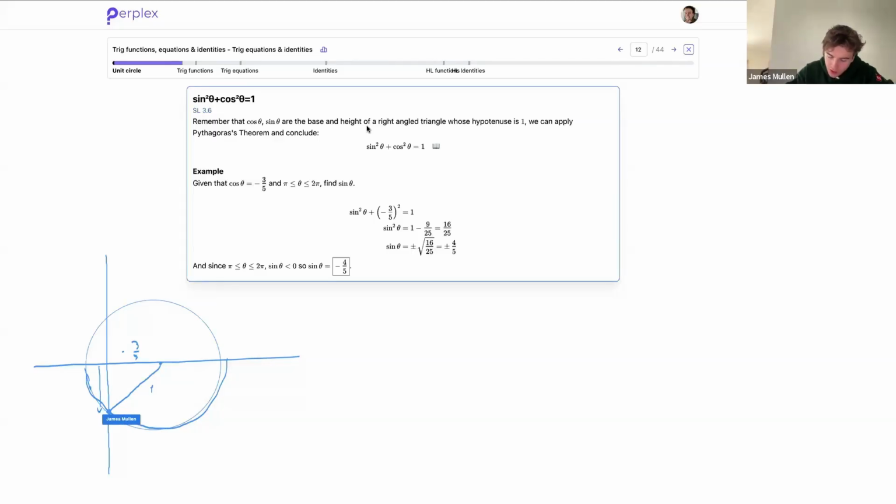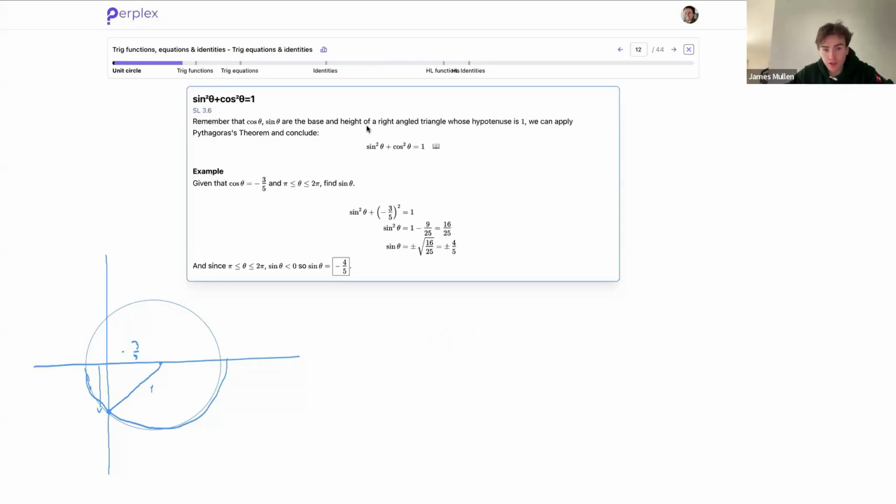Well, if I do sine squared plus cos squared is equal to 1, then sine squared theta plus negative 3 over 5 squared, and actually I have the working on the screen, so I don't need to write it out, is equal to 1. Then sine squared theta is equal to 1 minus 9 over 25, which gives me 16 over 25. If I take the square root of both sides, then I get plus or minus 4 over 5.